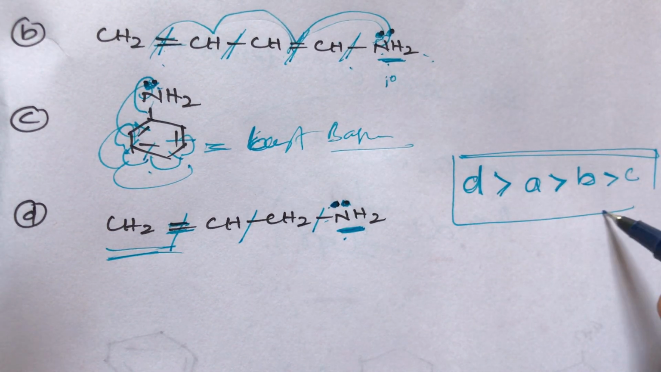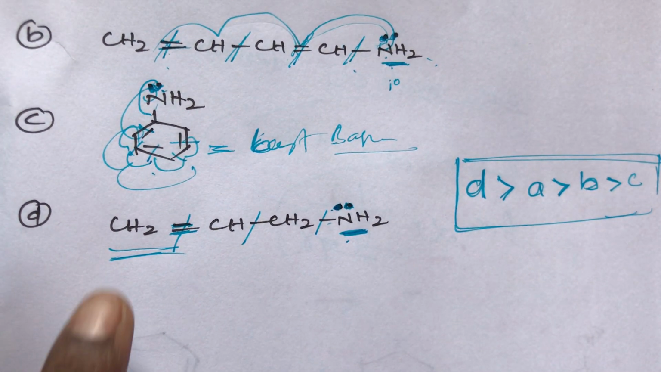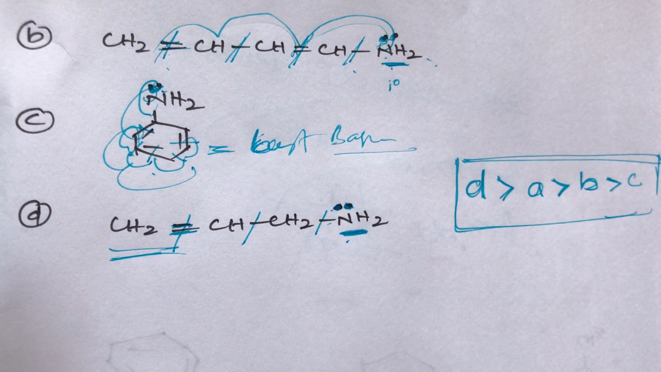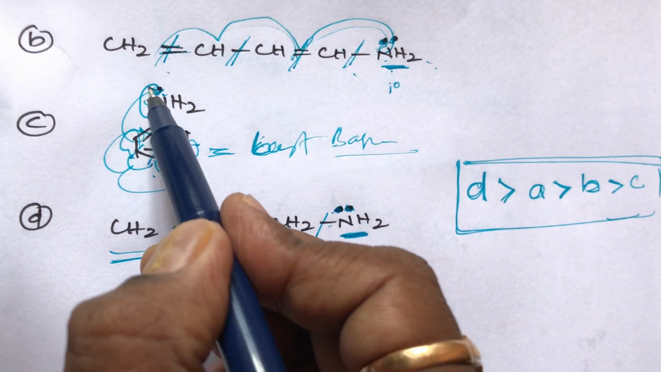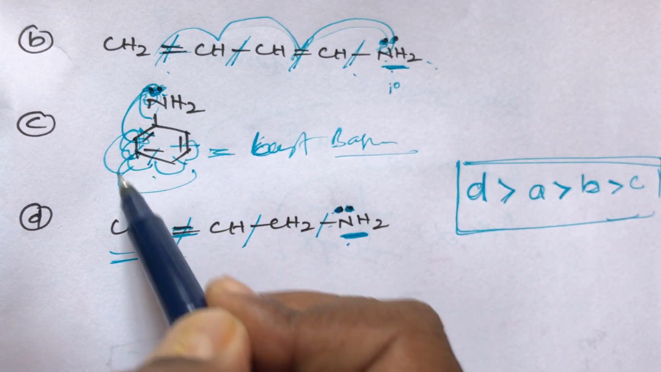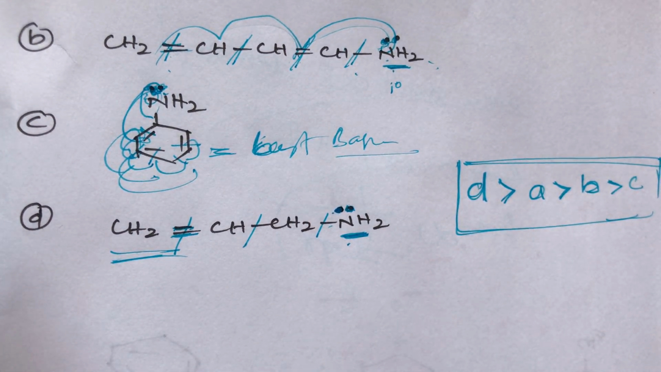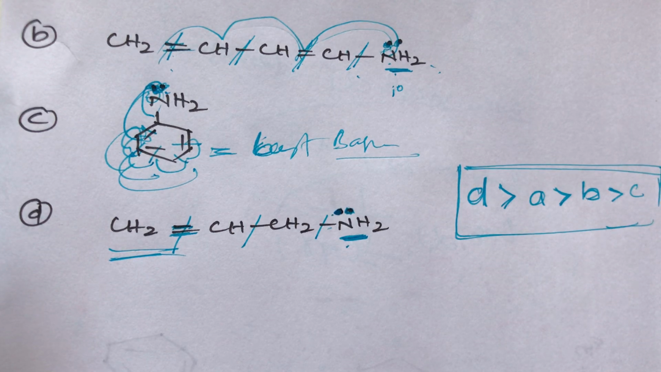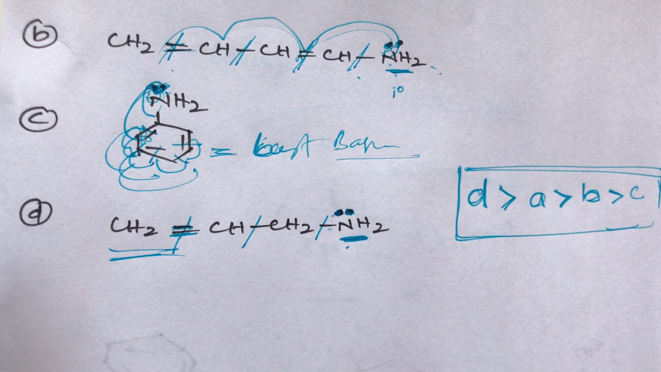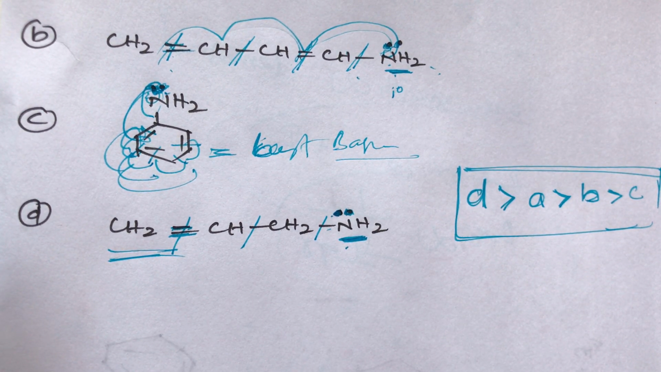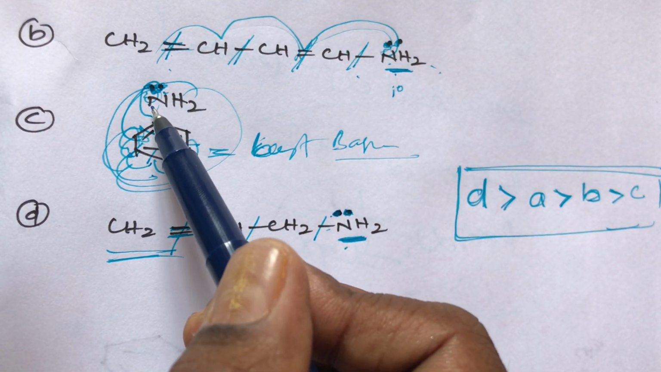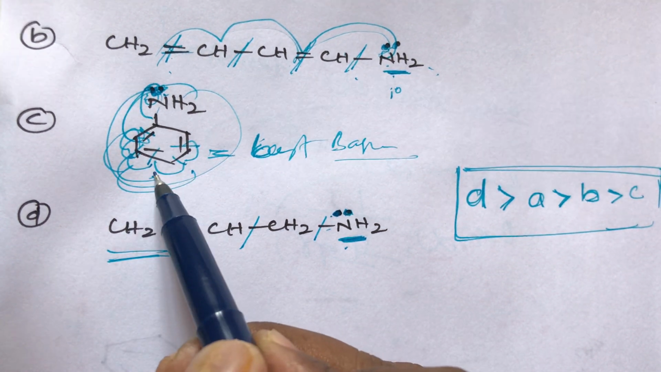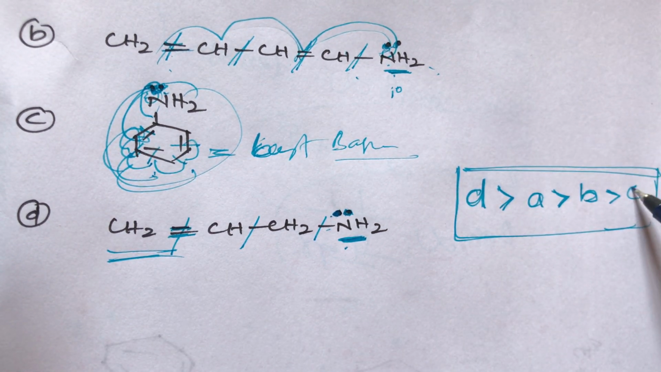What is the worst basic strength? What is the reason? Because here it is participating 3 times in the resonance. These all have one lone pair, but C compound has an NH2 group, and this NH2 group has only one lone pair. This lone pair participates 3 times in the resonance. So that is the reason. The more number of times participating in the resonance, that is the least basic. Here in the NH2 amino group, the lone pair is participating 3 times, so that is the least basic strength. The least basic strength is C compound.